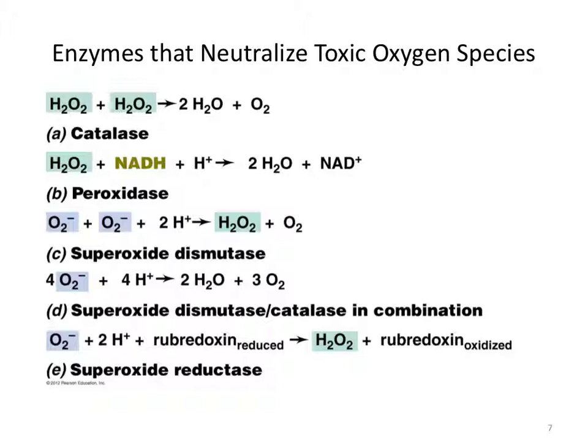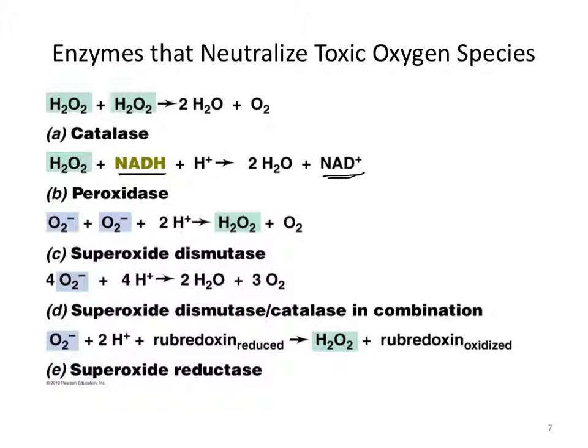So here are some of the enzymes that organisms that utilize oxygen, or can at least tolerate it, as in they don't utilize it but they grow in the presence of it. These are the enzymes that they use. They use catalase, which is able to convert hydrogen peroxide to water and oxygen. They use peroxidase, which uses the reducing power of NADH to convert hydrogen peroxide to water and NAD+.